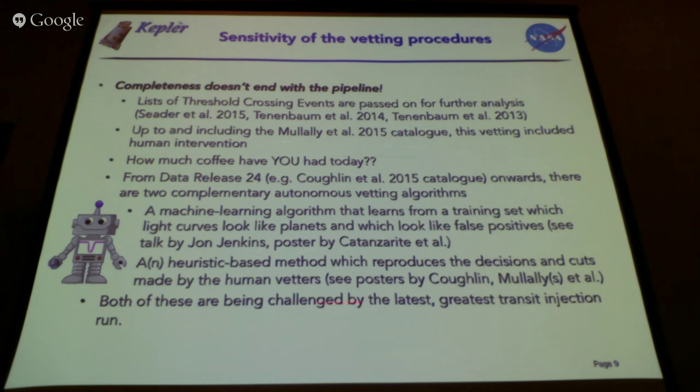The second method is a heuristic-based method which took the decisions that the humans were making and just automated them. So if the humans were given a rule that if the secondary eclipse was greater than 3 sigma, we have to rule it out, that's the rule that gets applied here. And the good thing about something like this is you can throw fake light curves at these things, and they're not going to argue that they have other things to do.